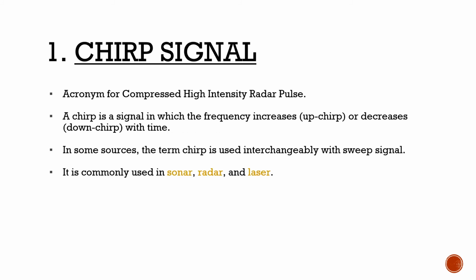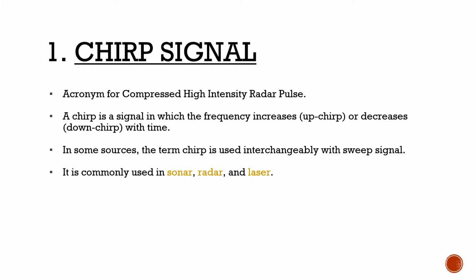Now, next I'll be explaining each step in detail. First is the chirp signal generation. So what is a chirp signal? It stands for continuous high intensity radar pulse. In simple words, it's basically a signal whose frequency increases or decreases with time.